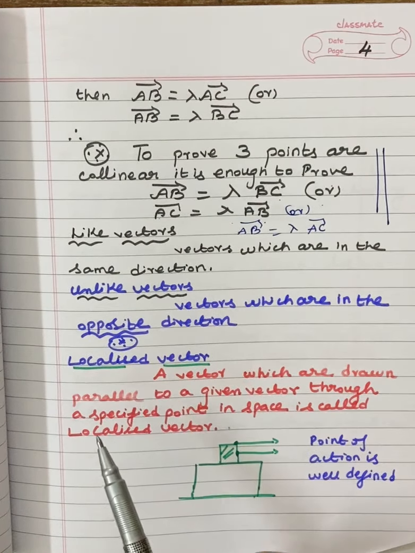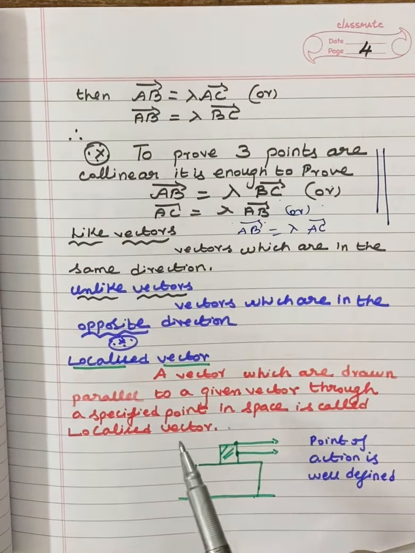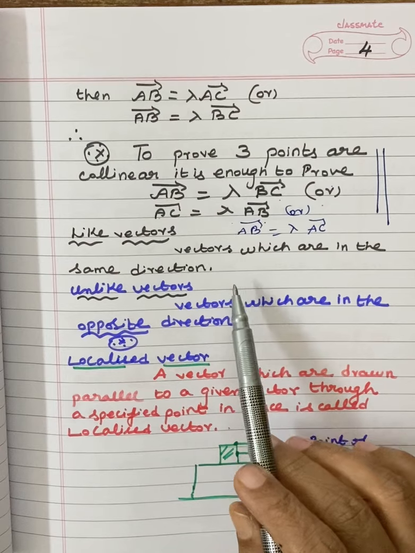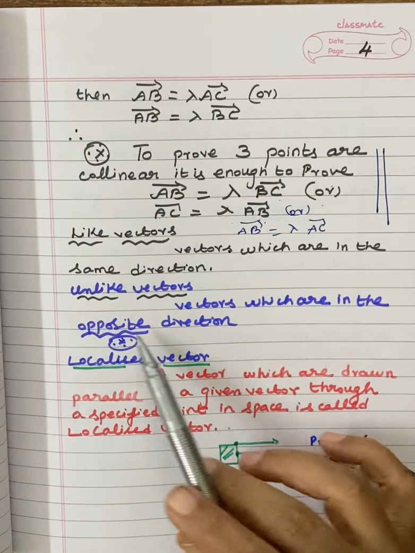Like vectors. Vectors which are in the same direction are said to be like vectors. Unlike vectors, just opposite. Vectors which are in the opposite direction are called unlike vectors.